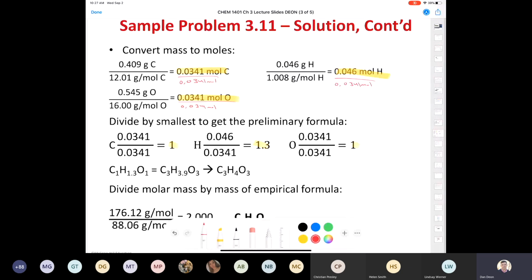So what are you going to do? You're going to take all of those, and you're going to multiply by 3. Then you end up with 3, 3.9, and 3. And that's close enough for C3H4O3.